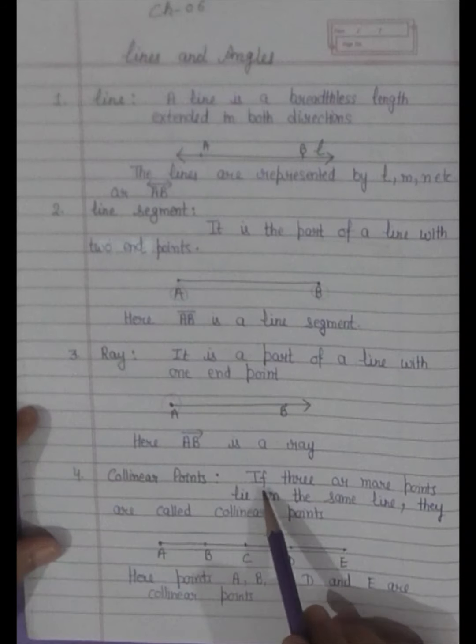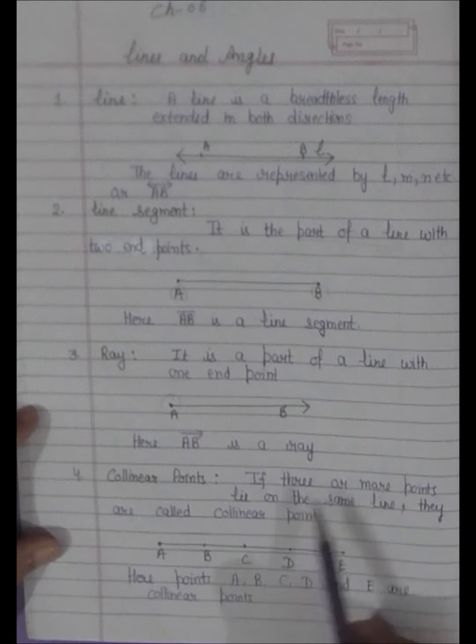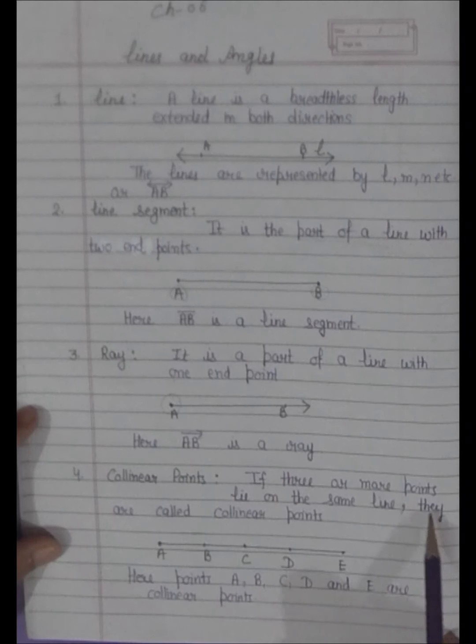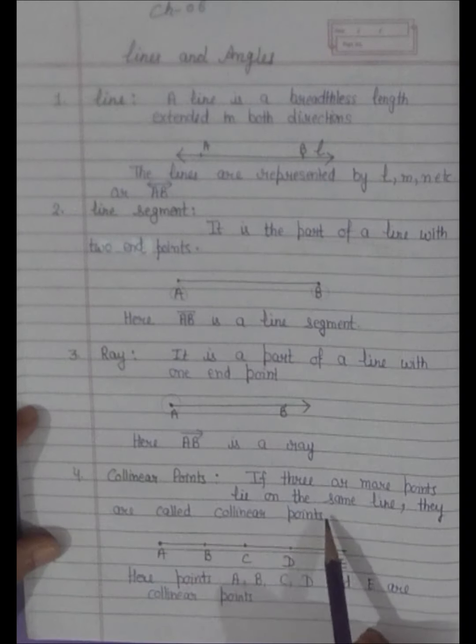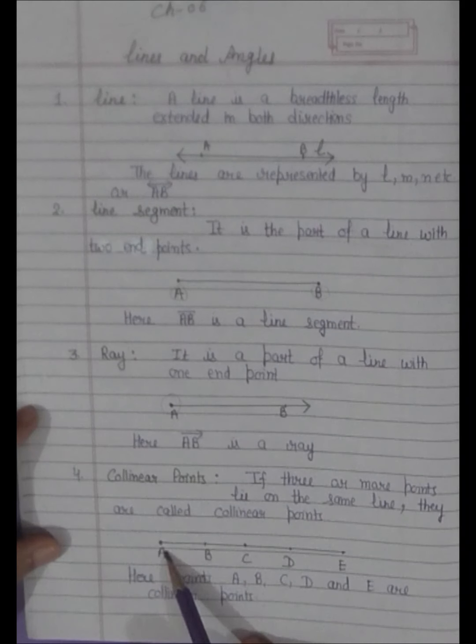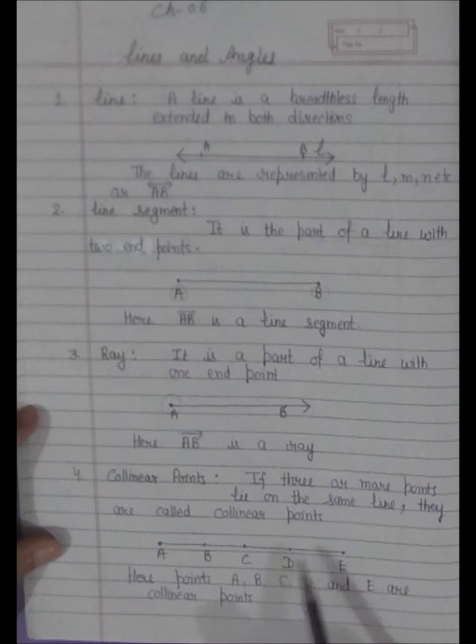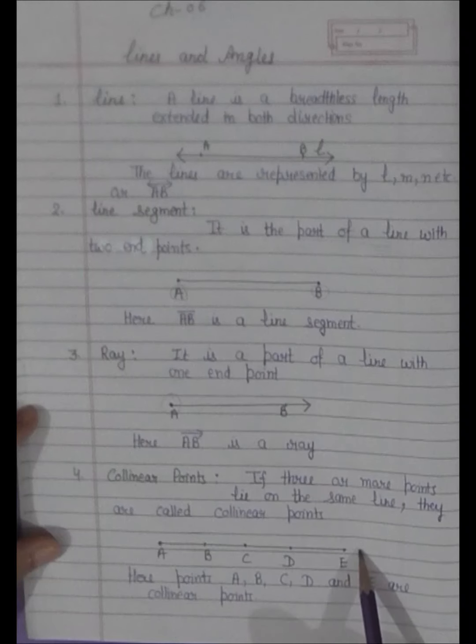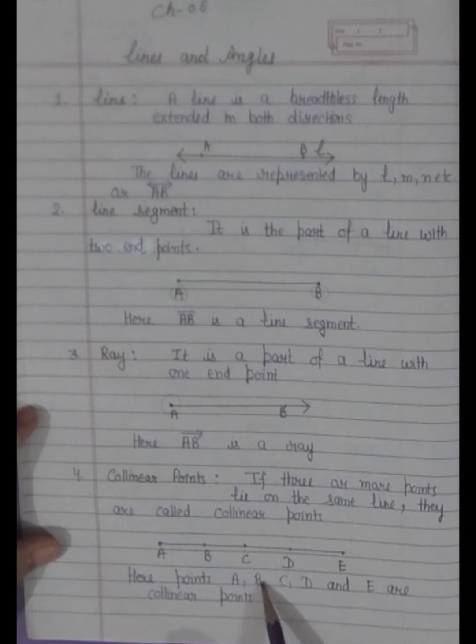Collinear points. If three or more points lie on the same line, they are called collinear points. Here A, B, C, D, E all are on the same line, so all these points are collinear points.